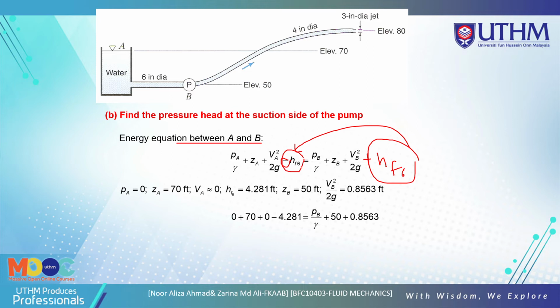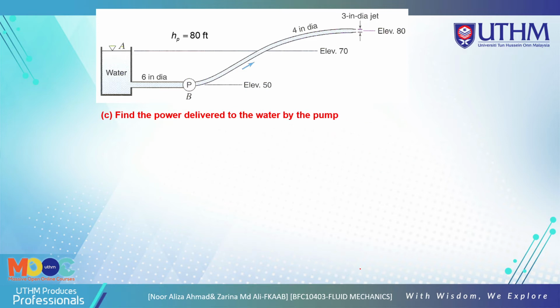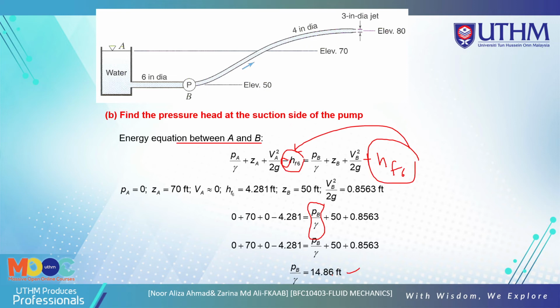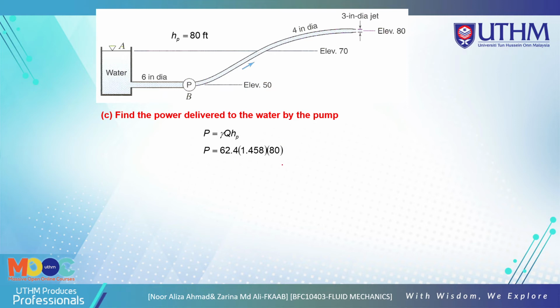The HF6 is 4.281 feet here, and the pump here is we want to find the PB. So plus 50 here is ZB, and 0.8563 feet is VB squared over 2G. And you solve until you get the PB over specific weight. So you get this equation and you get the PB, and then using the power delivered here, you get the power delivered to the water by the pump is here.